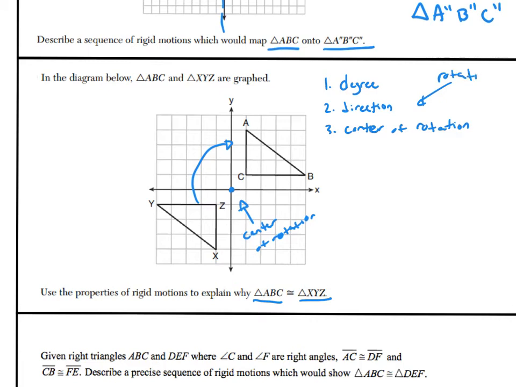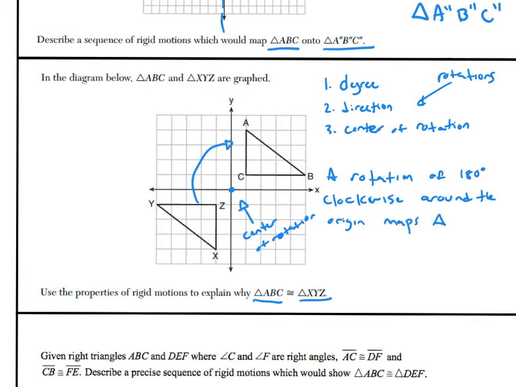This is how you describe rotations. That's super important. So let's actually write out how we would map these two onto each other. So we would say a rotation of 180 degrees clockwise around the origin maps triangle ABC onto triangle XYZ. So if you took this one 180 degrees clockwise, it ends up right on top of it. Now, how do we know they're congruent?